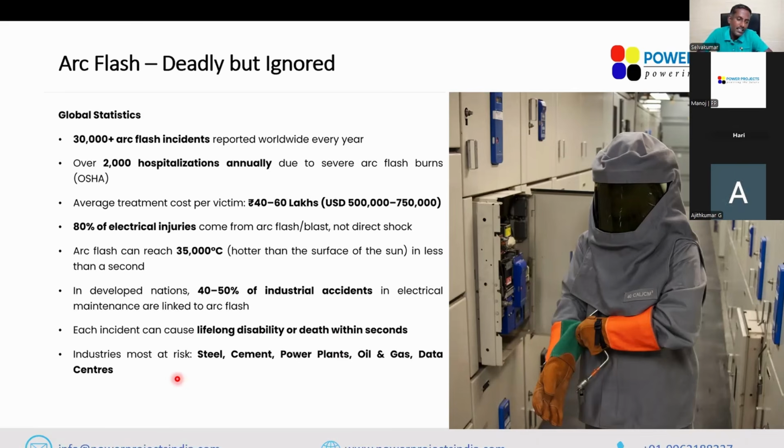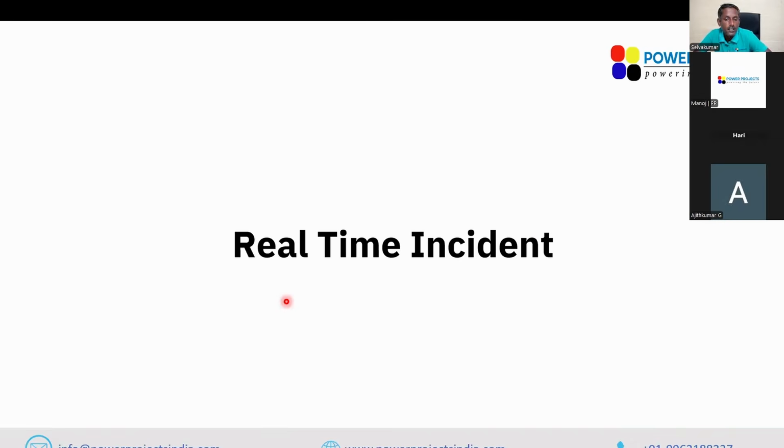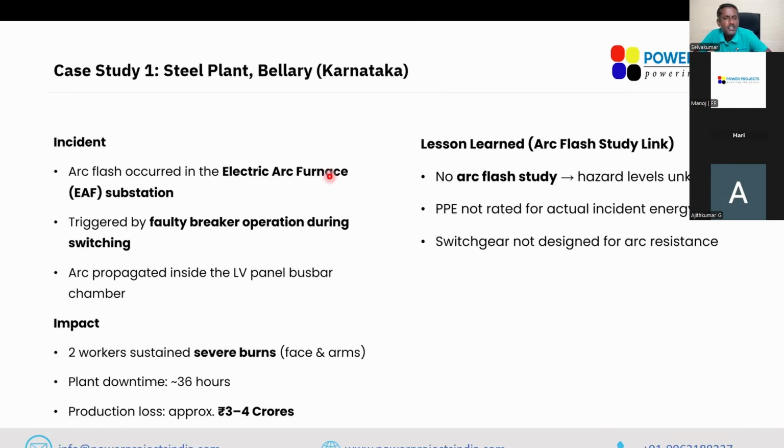So what are the industries at risk? Any industry which needs live maintenance is at risk: steel, cement, power plants, oil and gas, data centers, or pharma. Wherever you are doing live maintenance, it is pretty dangerous. So, a few real-time incidents.